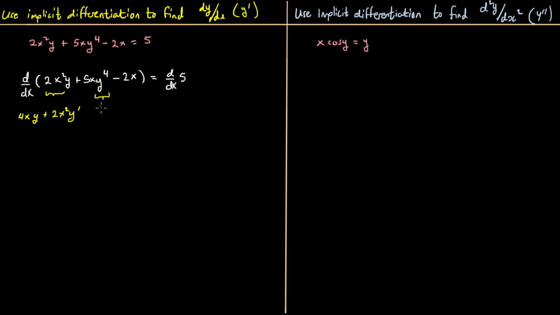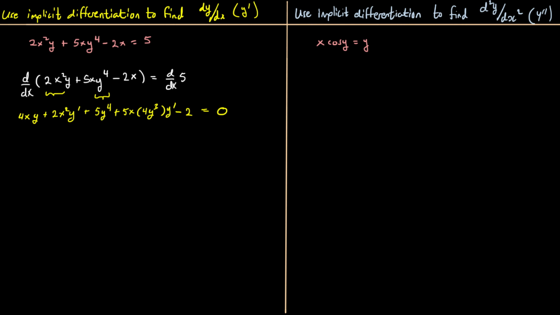If we take the derivative here, we're going to get 5 times y to the power 4 plus 5x times 4 times y to the power 3 times y prime, because we had to apply the chain rule. The derivative of y to the power 4 becomes 4y to the power 3 times y prime. And now we take the derivative of minus 2x, which just gives us minus 2. And all of this is equal to 0.